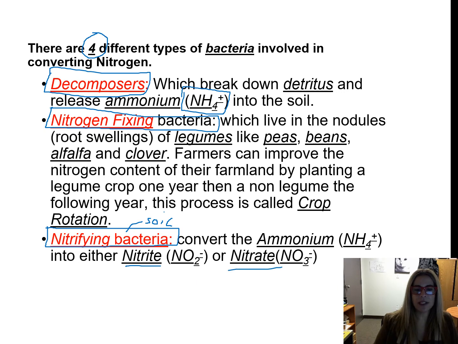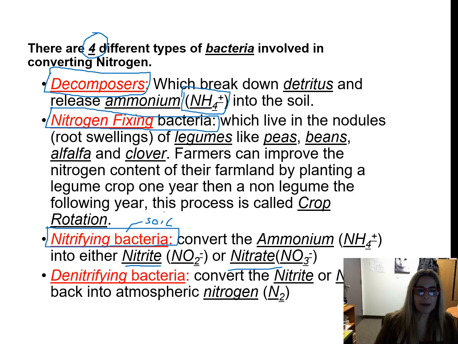And remember, what's significant about the NO2 and NO3 is that these are the forms of plant nutrients that plants can actually use. Plants cannot use atmospheric nitrogen. They cannot use ammonium. It has to be in the nitrite or nitrate form. Okay, so step 1 is the ammonification, which the decomposers and the nitrogen fixing bacteria do. Step 2 is the nitrifying, which is the conversion of the ammonium into nitrites or nitrates.